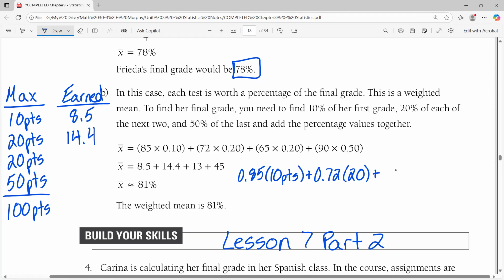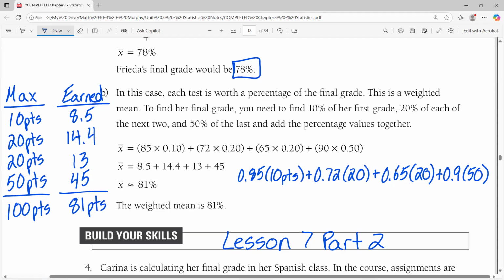Then the next piece, she got 65% of the 20 points available on that test. So she earned 13 out of the 20 possible points. And then 0.9, she got 90% of the 50 points available. So almost got all 50. So she ended up with 45 points. And then all you do is add these up. And she ends up with 81 points at the end of the year, which means she earned 81 of the possible 100, which is 81%.